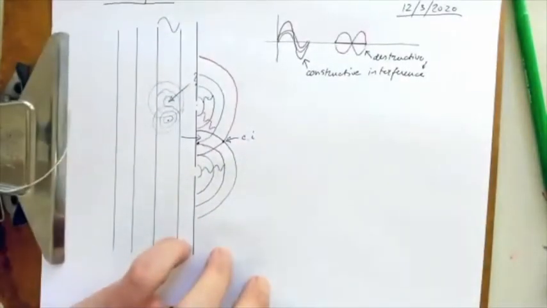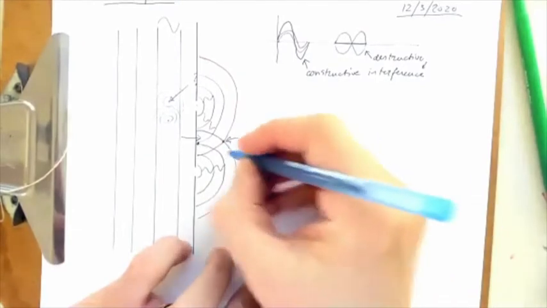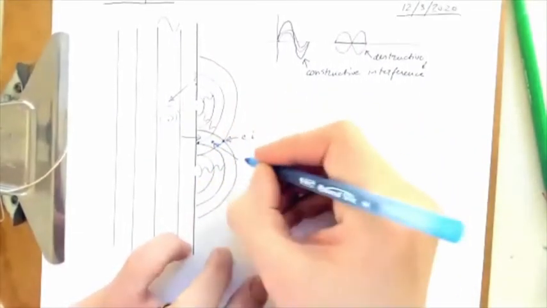Okay, so there's a, now I'm running out of color. Oh no, I have blue. Okay, so this is constructive, and this is where it's destructive interference in between, right?